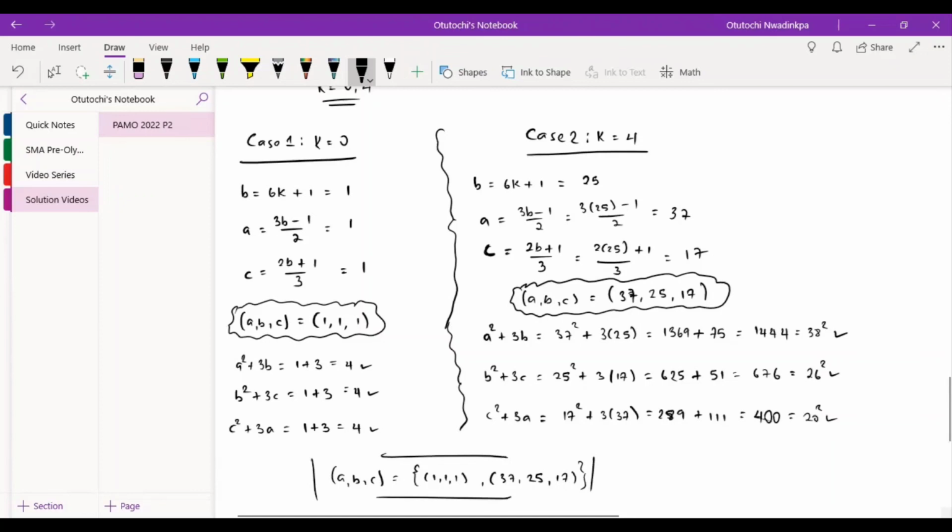This is PAMO 2022, the recently concluded PAMO 2022. This is problem 2 of PAMO 2022, the second problem of the first day, and it asks us to find all triples (a, b, c) such that a is greater than or equal to b, which is greater than or equal to c, and a squared plus 3b, b squared plus 3c, and c squared plus 3a are all squares. And we solved it, bounding along the way. I got that these are the only two solutions: (1, 1, 1) and (37, 25, 17).